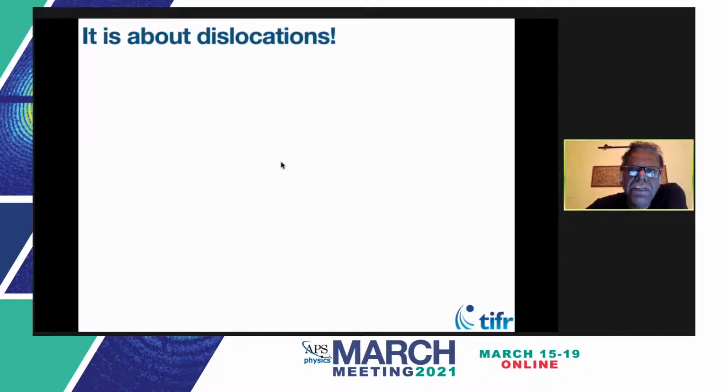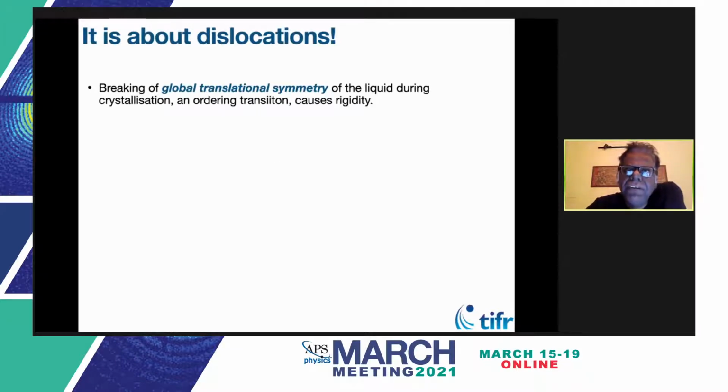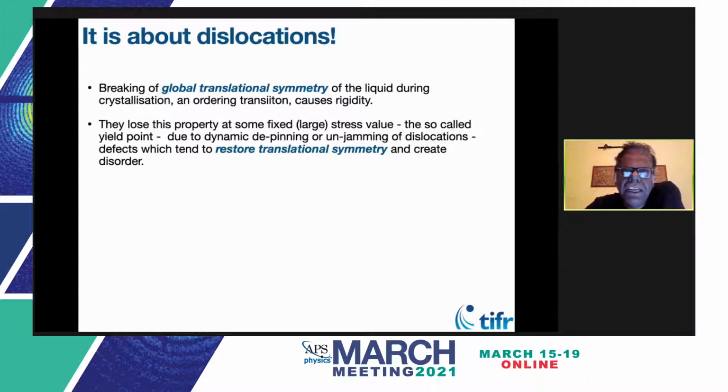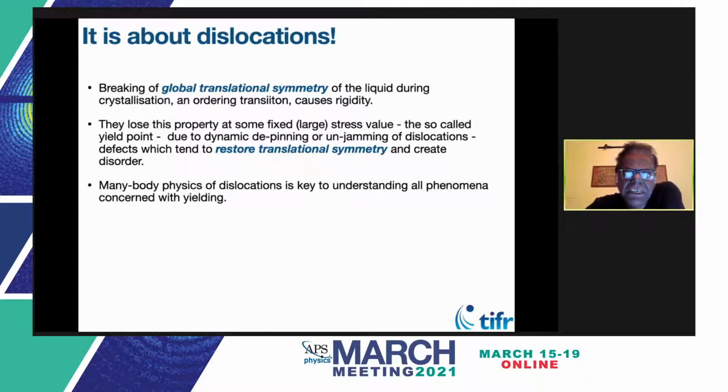And the usual viewpoint is that it's all about dislocations. Breaking of global translational symmetry in the liquid during crystallization causes rigidity. And so during yielding, you have a lot of defects which begin to move because of some dynamic depinning or unjamming of dislocations. And defects restore translational symmetry, so it creates disorder. So obviously rigidity goes. So it's all about dislocations. So many body physics of dislocations is the key to understanding all phenomena concerned with yielding.